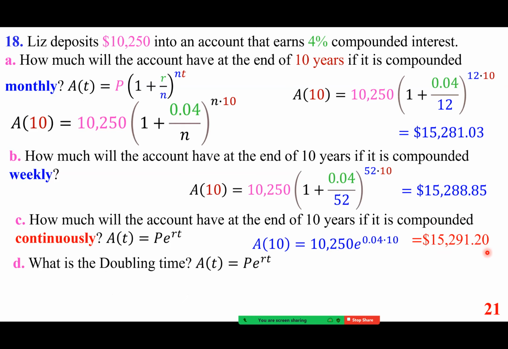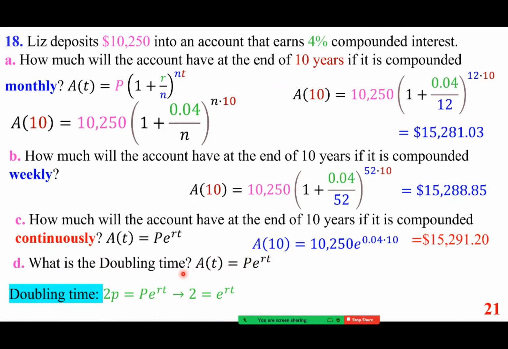What is the doubling time? Doubling time means whatever the initial value, in this case, whatever the principal, we end up with 2 times that. So if it's 10,250, it becomes 2 times that, which is $20,500. However, you really don't even have to know what this is to come up with the t. What matters is the r. So instead of this amount, we're going to write 2 times P because that's the meaning of doubling time, in which case we can drop the P from both sides.